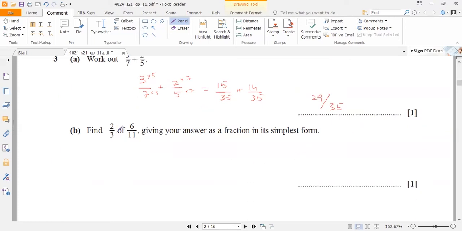Now in part B, 2 upon 3 of 6 upon 11, giving your answer as a fraction in its simplest form. So 2 upon 3 of 6 upon 11 means we need to multiply 2 upon 3 by 6 upon 11. 3 ones are 3, 3 twos are 6, 2 twos are 4, and the final answer will be 4 upon 11.